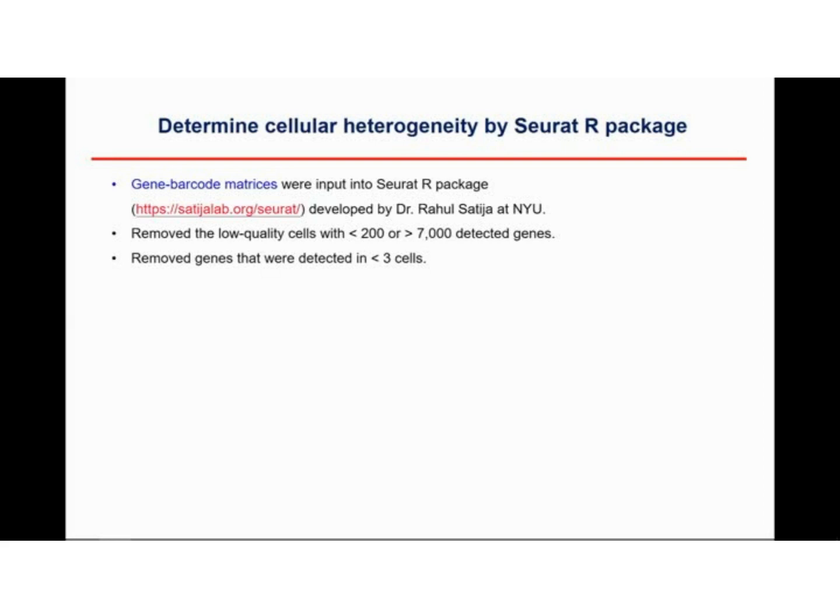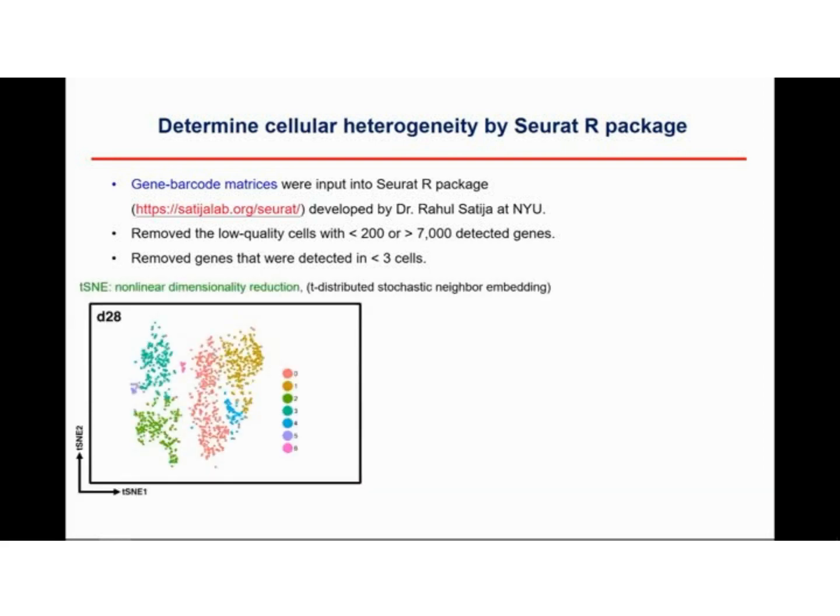One important function embedded in the Seurat R package is called t-SNE. t-SNE is an algorithm that can perform nonlinear dimensionality reduction. Basically, because our gene barcode matrix is really high dimensional data, t-SNE can help us reduce it into 2D and visualize it. So this plot we call a t-SNE plot. Each dot in the t-SNE plot is a single cell. And the cells that share the same color have similar gene expression, so they tend to cluster together.